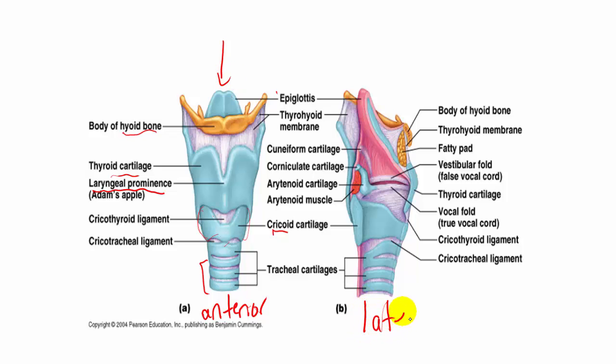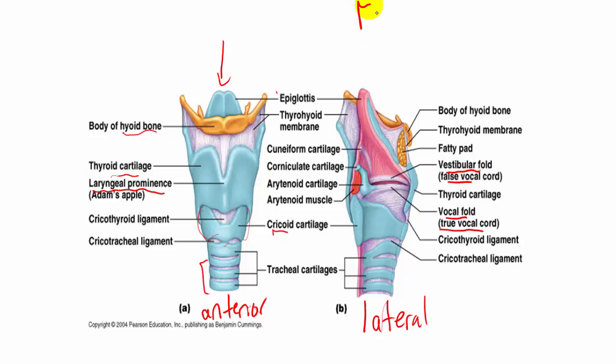On B, what we're seeing here is a lateral view of the larynx. And the reason this is helpful is that you can see the vocal cords, the true and false vocal cords. So the vocal cords are actually places where the mucous membrane of the larynx bulks out into the center, into the lumen.